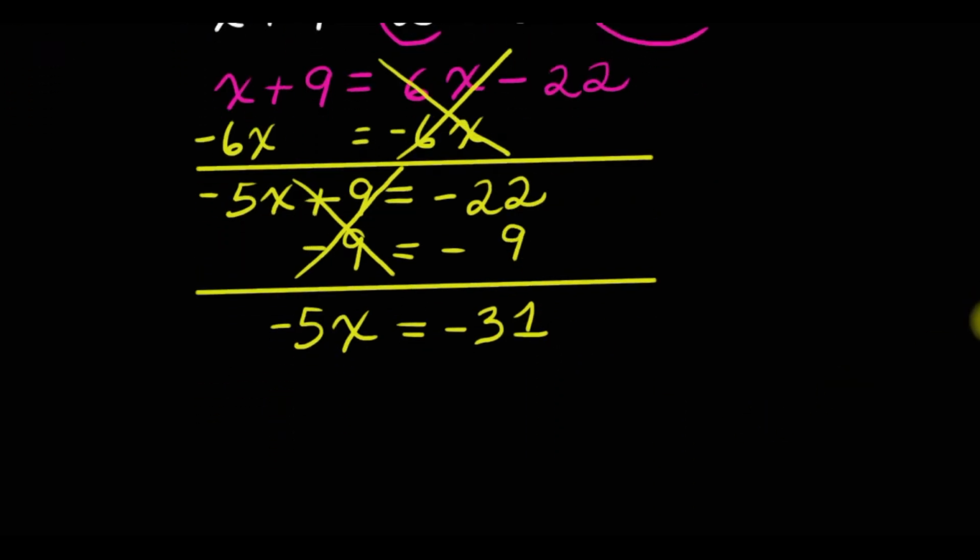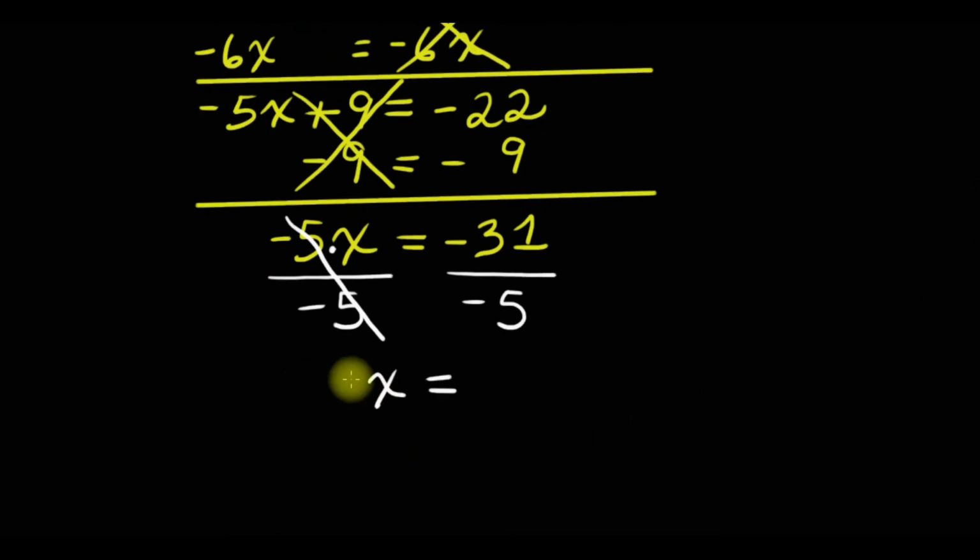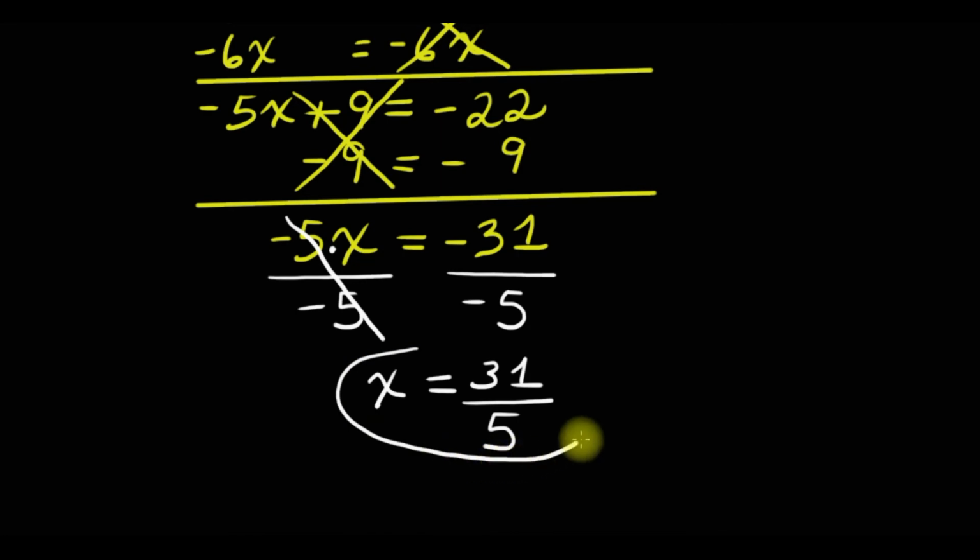And then the last thing we have to do is to get rid of the number in front of the variable. So here we have a multiply by negative 5. So to get rid of it, we divide by negative 5. And then we divide this by negative 5. So negative 5 over negative 5 is 1. So you're left with x. And then on this side, negative divided by negative is a positive number. But 5 cannot go into 31 exactly. So we're just going to keep it as 31 over 5. All right. So that is what x is.